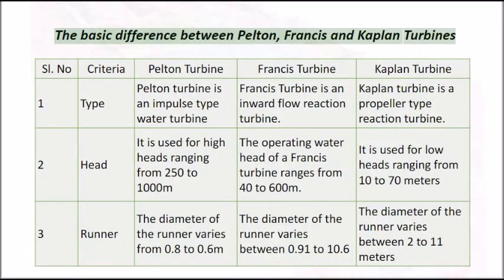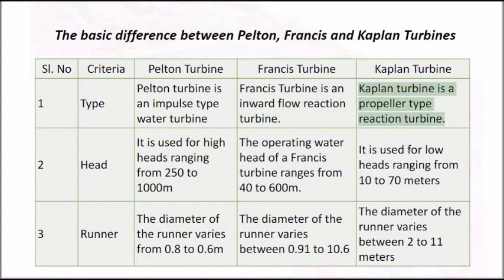The basic difference between Pelton, Francis, and Kaplan turbines. Serial number one, criteria: type. Pelton turbine is an impulse-type water turbine. Francis turbine is an inward flow reaction turbine. Kaplan turbine is a propeller-type reaction turbine.